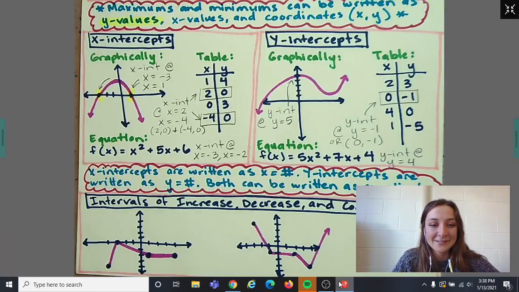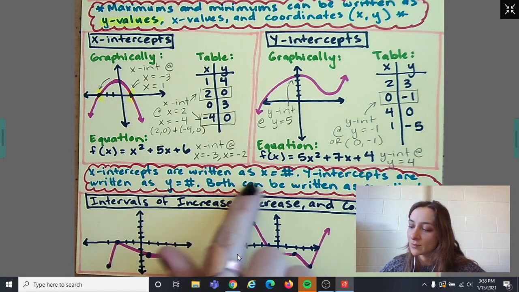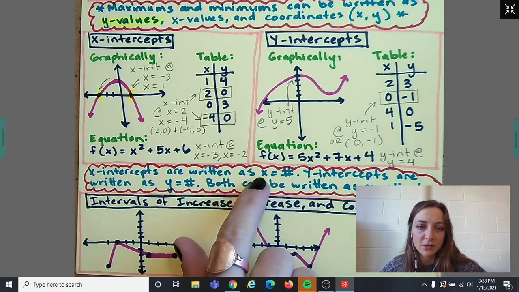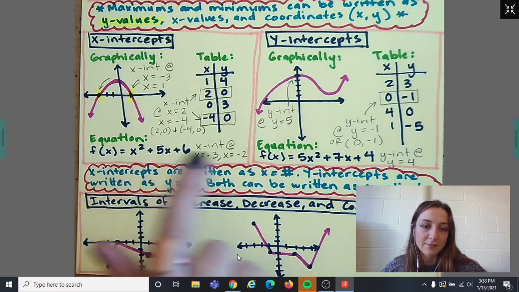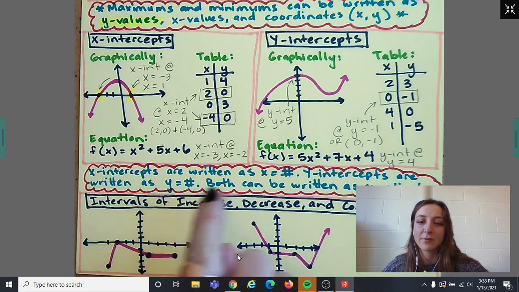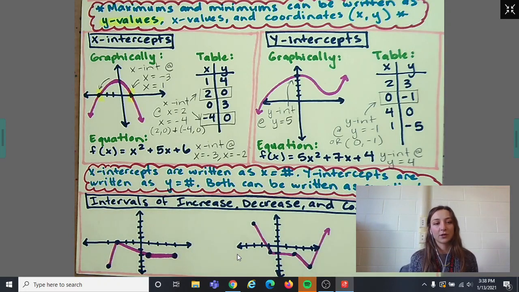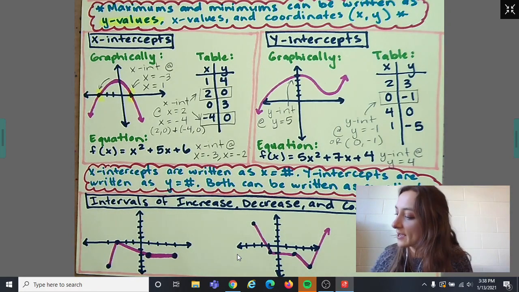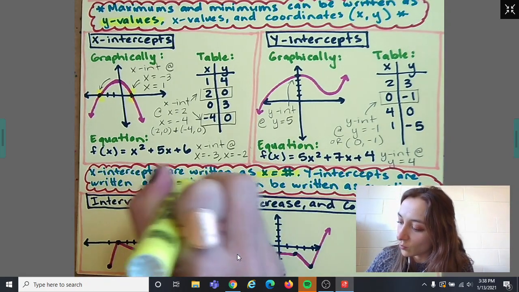Okay, so here we have this little note. X-intercepts are written as x equals a number, which is kind of convenient because x-intercepts are an x value. And then likewise, y-intercepts are written as y equals a number. Both can be written as coordinates, but most of the time we're going to see it as x equals a number and y equals a number.